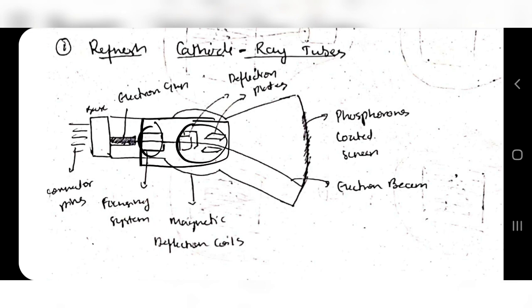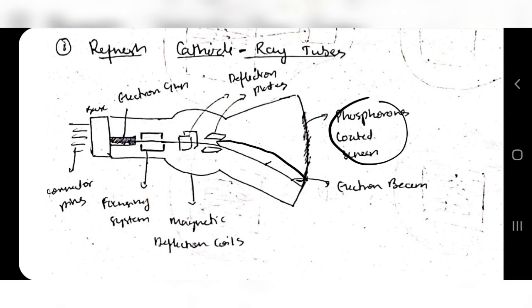Basically these two set the direction, in which part of the screen the beam should be displayed. Okay, and here is the phosphorus coated screen, and this is the electron beam. When the electron comes and interacts with the phosphorus, at that time the light is emitted. Okay, so that's what's happening here in the device.